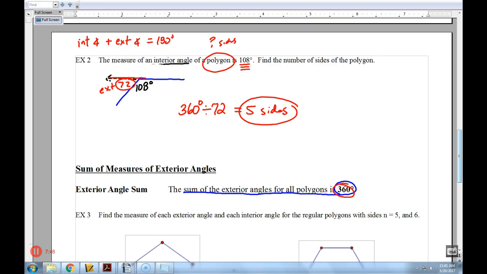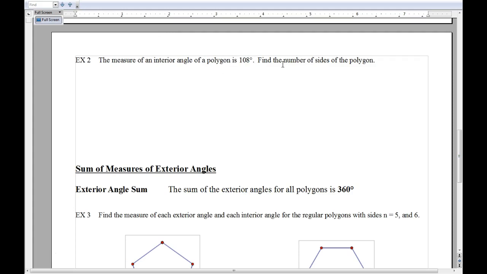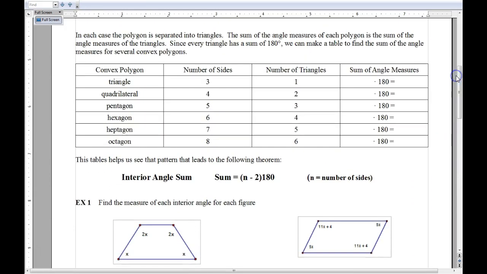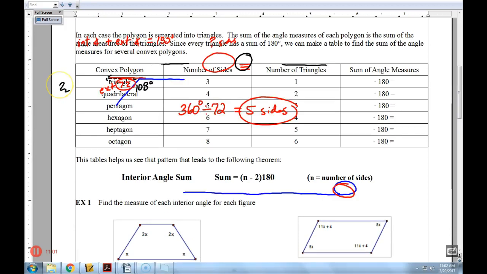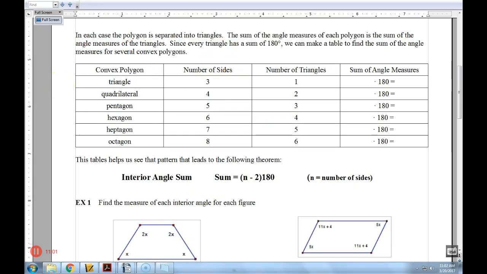Now another way we could have done this is from the table on the front. We could have gone in there and tried each of those numbers and divided by the sides. Let me scroll back. If you remember these two numbers, 108 degrees, and we're trying to find the number of sides, you also could have solved this problem using this table over here. Ignore that little bell. So when we had our degrees up here, we had triangle, quadrilateral, pentagon, hexagon, heptagon, octagon.